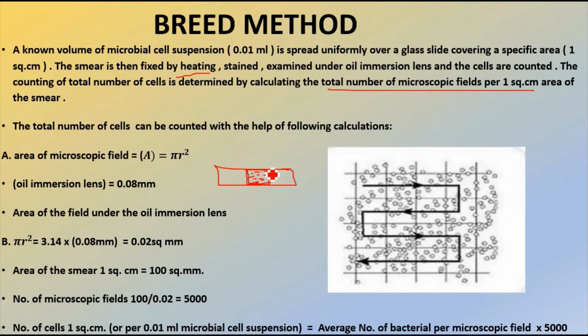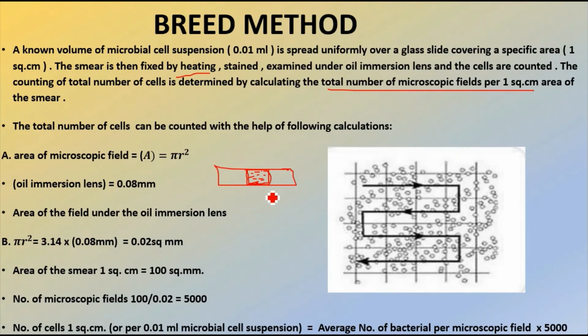So that means you take this 1 square centimeter area and find the total number of microscopic fields. A microscopic field means the field you see at once when looking into the microscope. You take the number of microscopic fields and multiply it by the area of the smear. Altogether we will get the number of cells per 1 square centimeter.